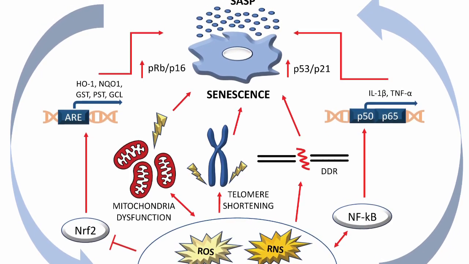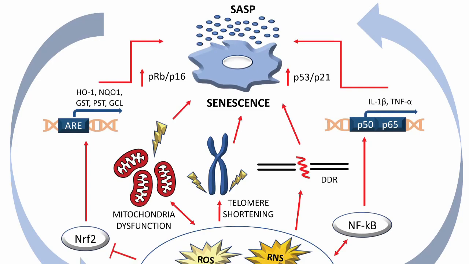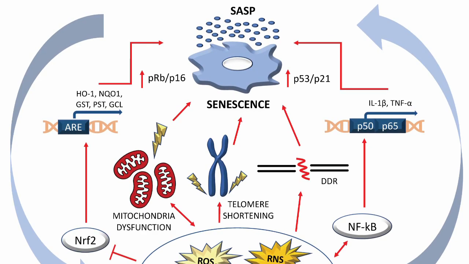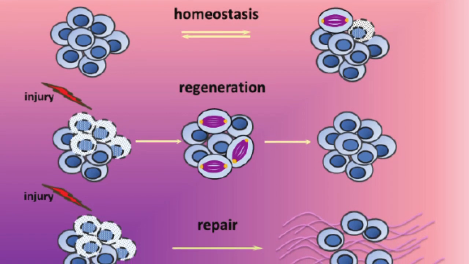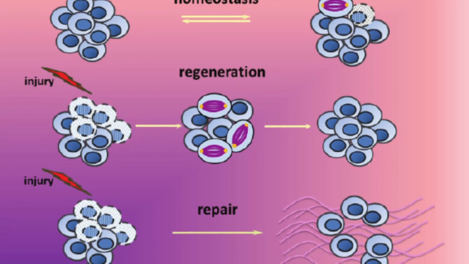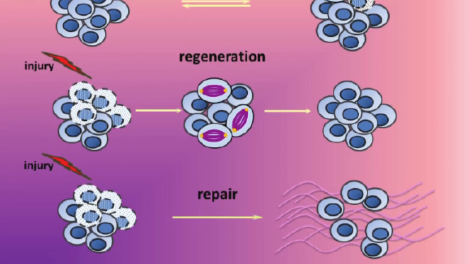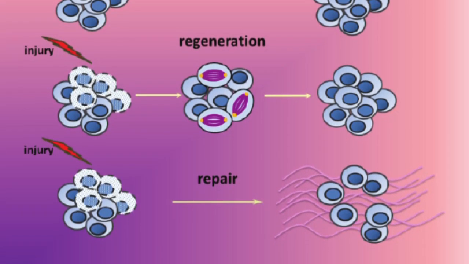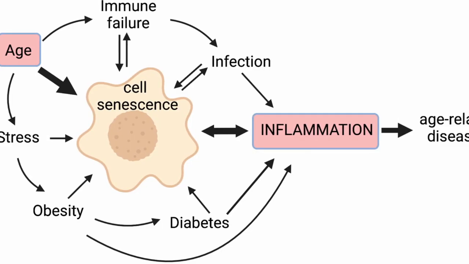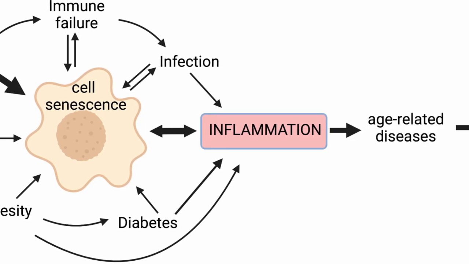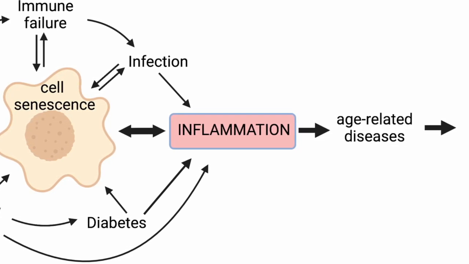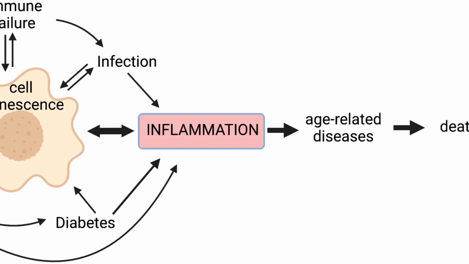The SASP can have both positive and negative effects, as it can influence tissue regeneration and repair, but can also contribute to chronic inflammation and tissue dysfunction. Accumulation of senescent cells in tissues over the years can contribute to the aging process. They can disrupt tissue homeostasis, impair regeneration, and promote inflammation. Cellular senescence has been associated with various age-related diseases, including atherosclerosis, osteoarthritis, and neurodegenerative disorders.